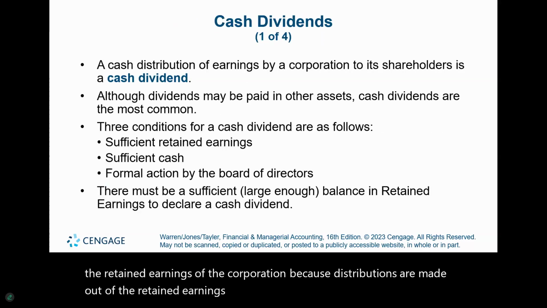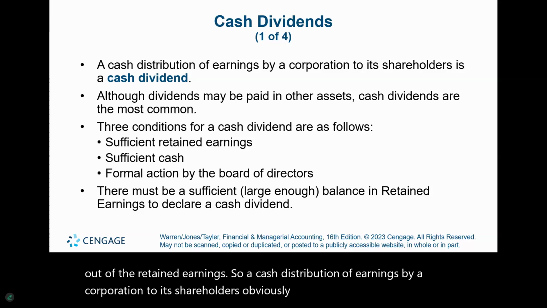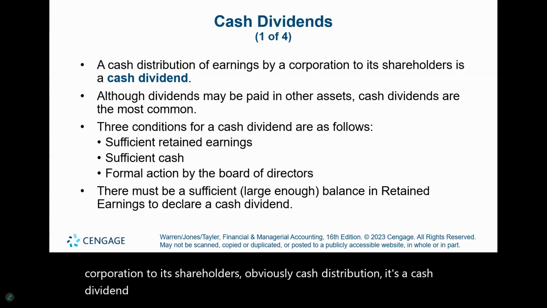So a cash distribution of earnings by a corporation to its shareholders is a cash dividend. Although dividends, as mentioned, can be paid in other assets, cash dividends are generally the most common.